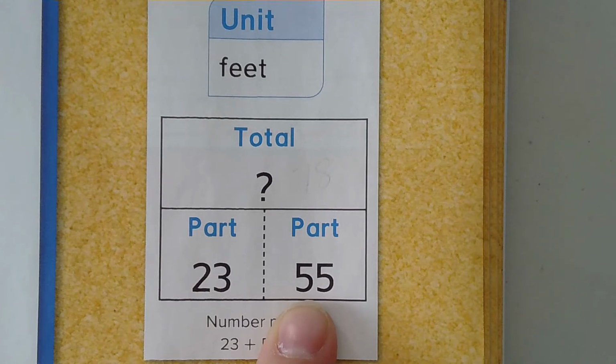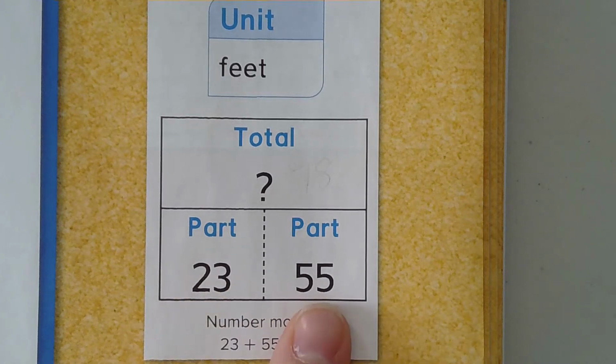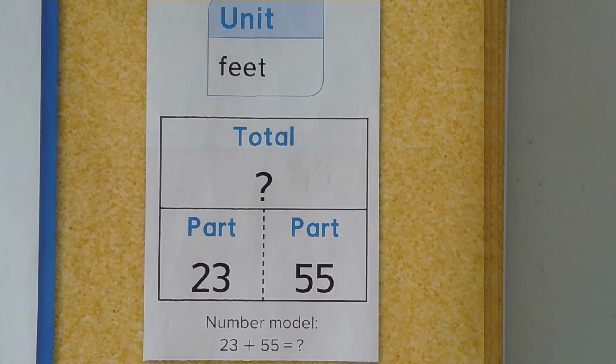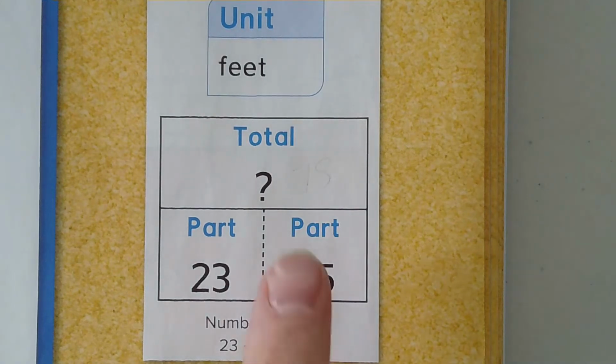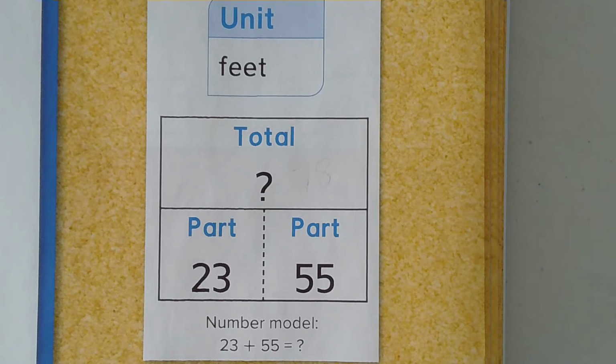And I want to know in my number story how long the crocodile and the giant squid would be all together if they were lying nose to nose. So I can use this part total diagram. My unit is feet. The part that I want to know is how long they are all together.